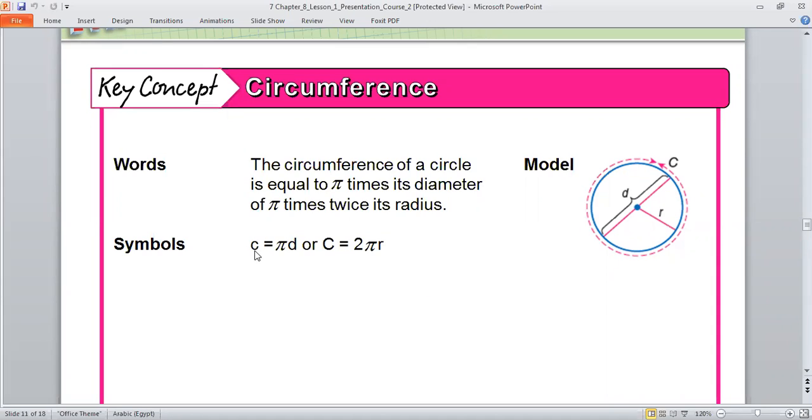So again, we said that yesterday. The circumference is pi times the diameter, or the circumference is equal to pi times D. What is the circumference? Do you know the length of the red line around the circle? This red line is the circumference. The length of this frame is called the circumference. The circumference has two formulas: pi times D, or 2 times pi times R.